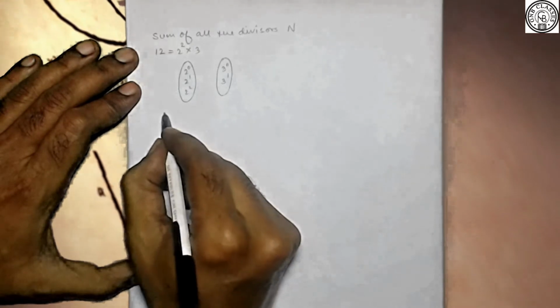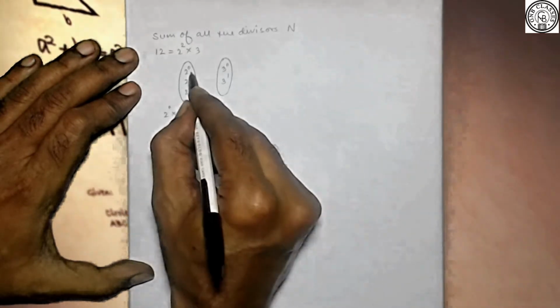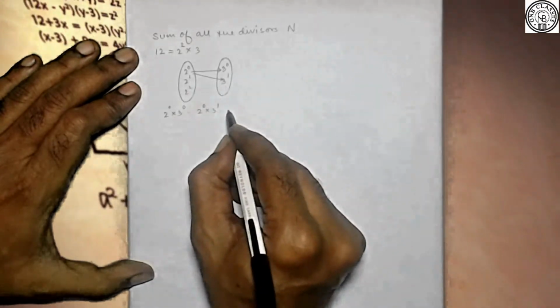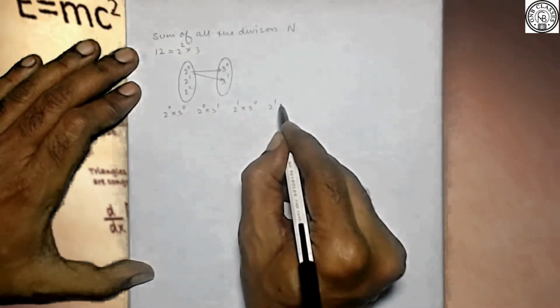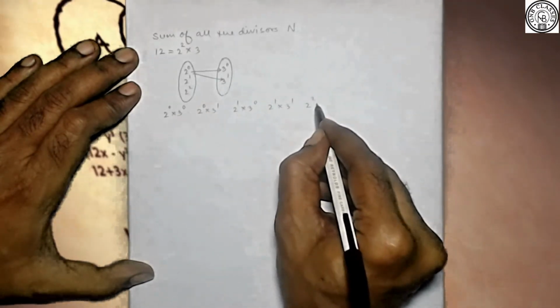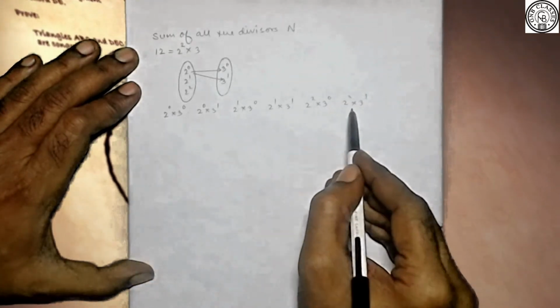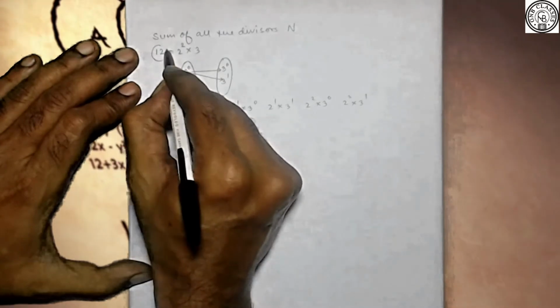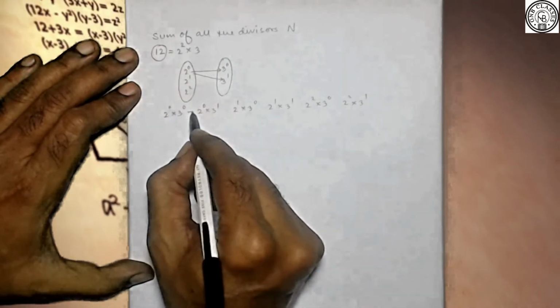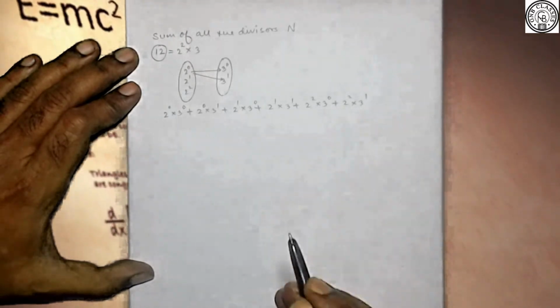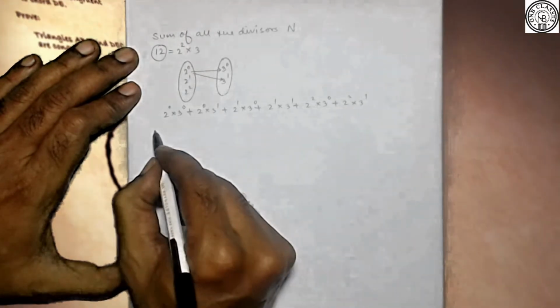Therefore, the divisors are... so these are the 6 divisors of the number 12. Now, I want to add up all those divisors. So what will be the result?